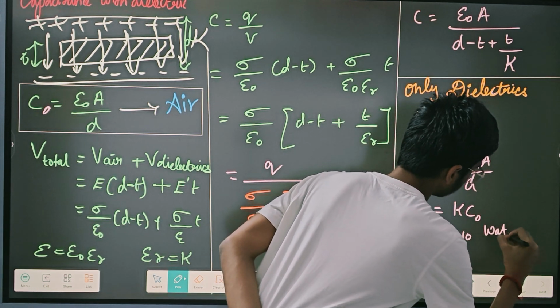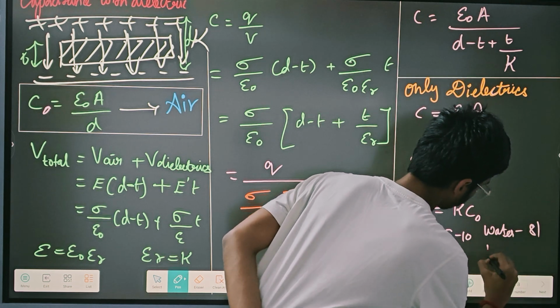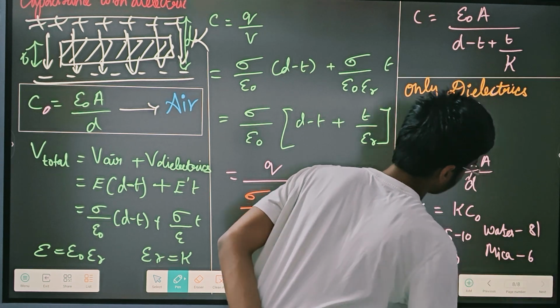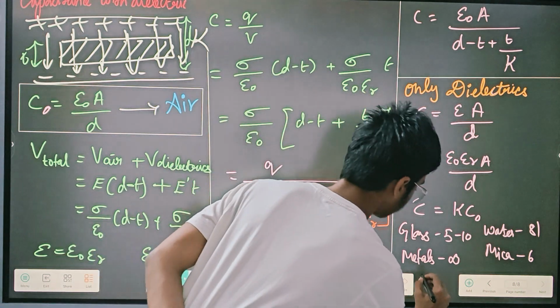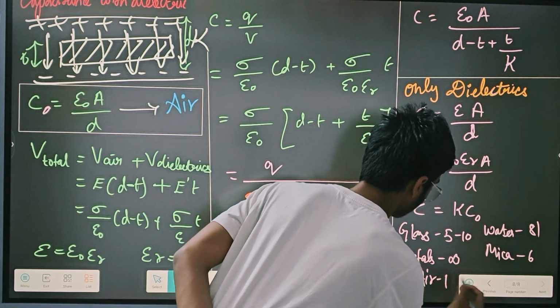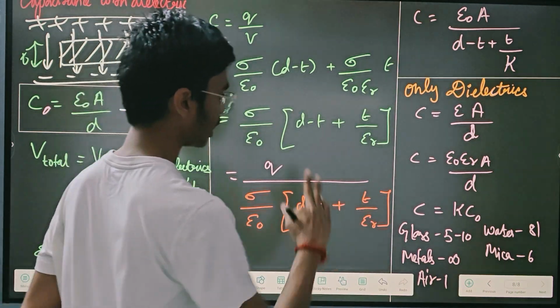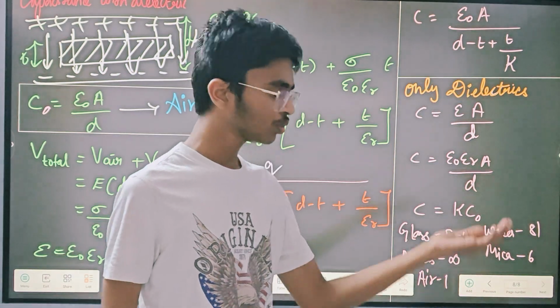For water, it is 81. For mica, it is 6. Like that, it will be differing. For air, or you can also take it as vacuum, it is 1. Okay, so this is something you have to know.